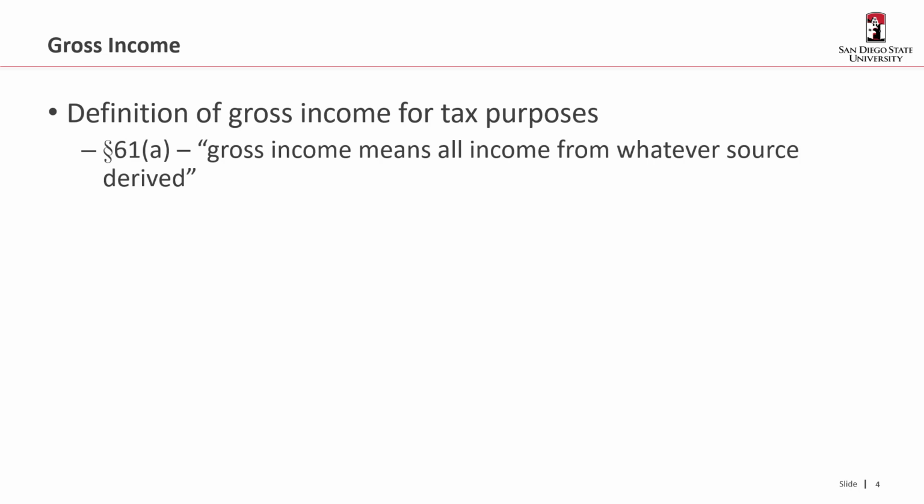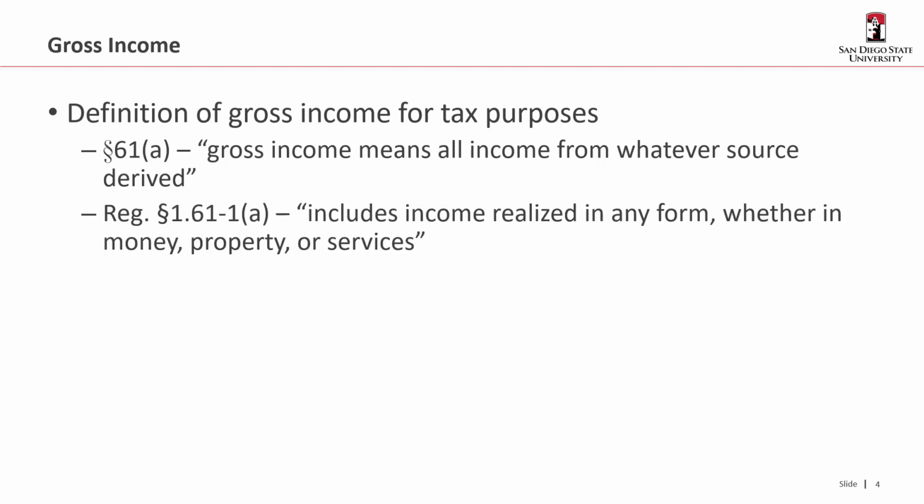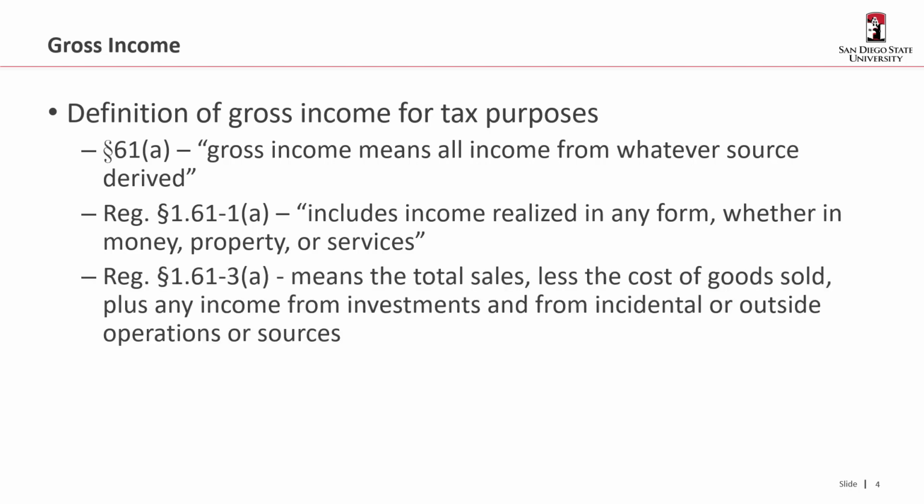So the definition of gross income for tax purposes, right? When Congress sat down and decided they had to define it, they said gross income means all income from whatever source derived. So a nice broad definition. That income includes income realized in any form, whether it's paid to you in money or in property or in services. And it means the total sales less the cost of goods sold. We mentioned in a previous video as well that gross income includes a reduction for cost of goods sold, plus any income from investments and from incidental or outside operations or sources.